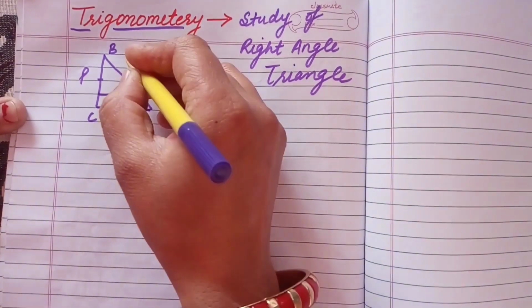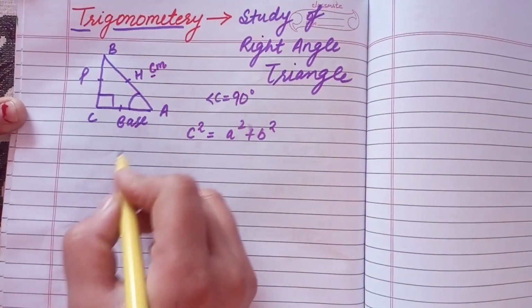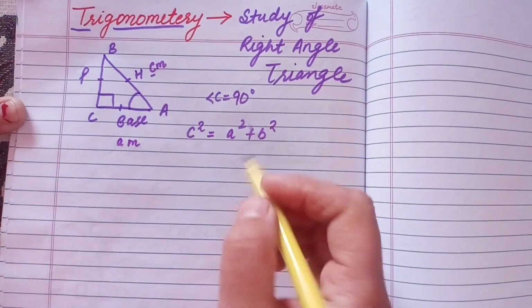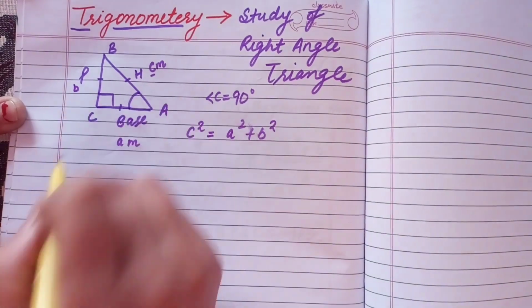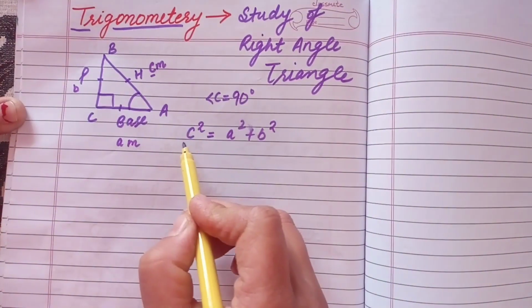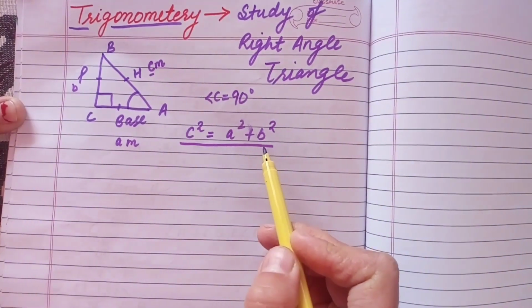If c is the distance between these two, AB is c meter and AC is a meter; if we take meters then all are in meters, and this side is b meter. This side is b meter, this side is a meter, this side is c meter, then the Pythagoras theorem states that c square is equal to a square plus b square, right?